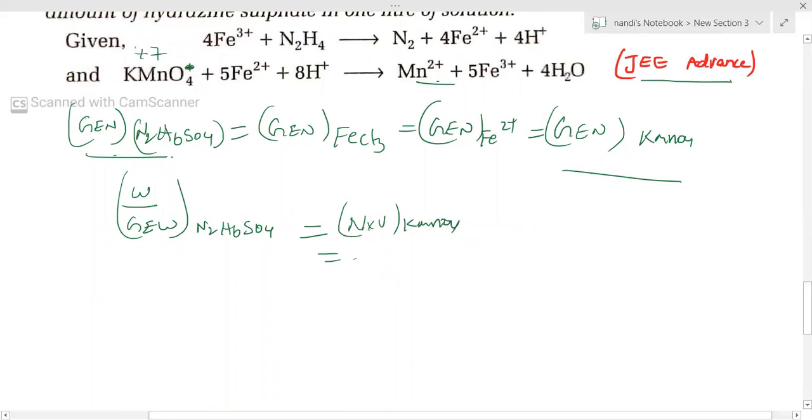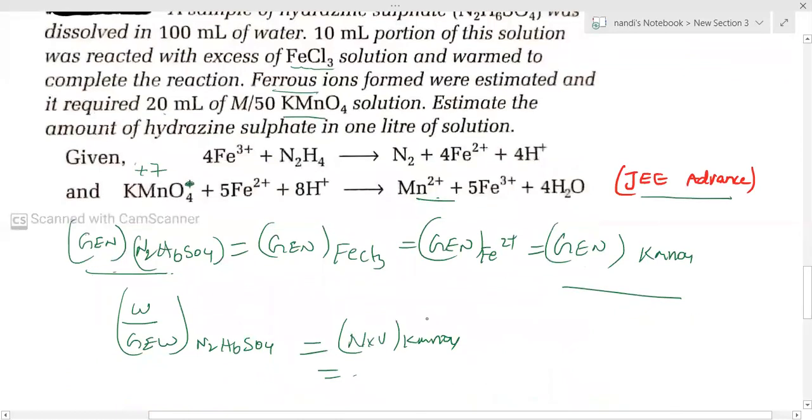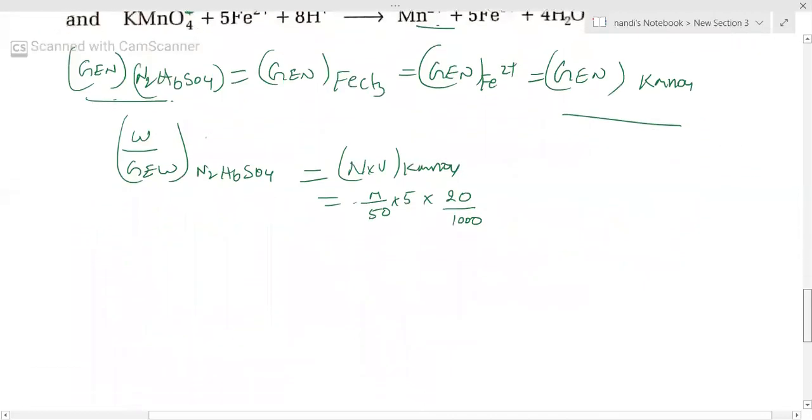So molarity, how much did they give in the question? M by 50 into 5, the N factor, into volume, how much here? 20. You can convert into liters, sir, because this is in ml. If you want to calculate in terms of grams, you need to convert into liters by dividing by 1000. VML you can convert into liters by 1000.